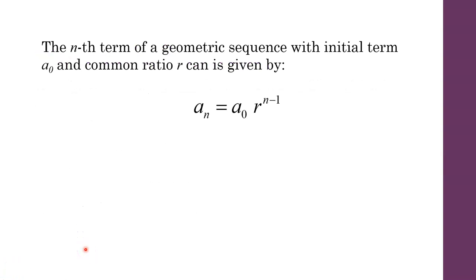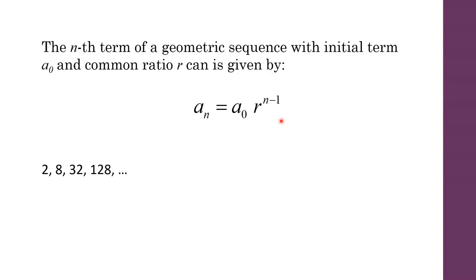In general, we say the nth term of a geometric sequence with initial term a sub 0 and a common ratio r can be given by the formula a sub n. So the nth term is the initial term multiplied by the common ratio to the power of n minus 1. Notice the power is n minus 1 because the very first term did not need to be multiplied by anything. And then after the first term, we keep multiplying by the common ratio of r.